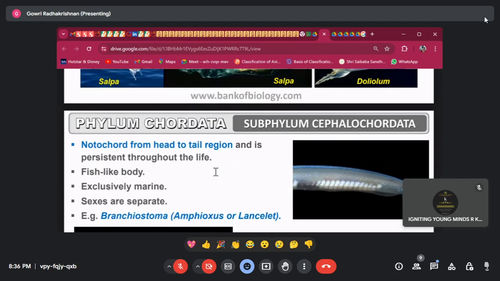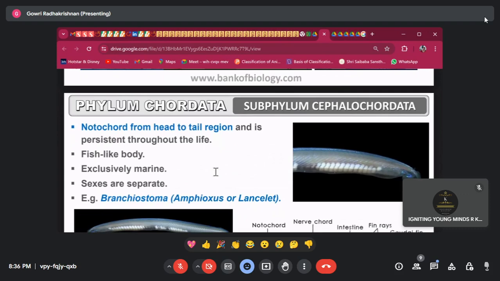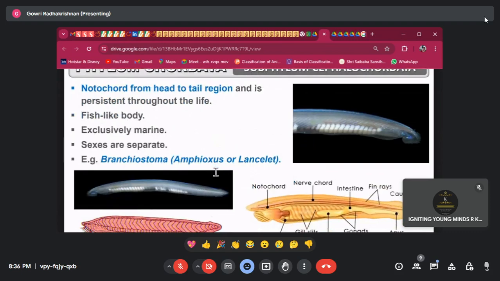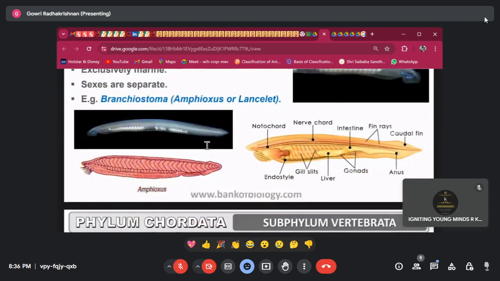Cephalochordata: notochord extends from head to tail region and is consistent throughout life. Fish-like body, exclusively marine, sexes are separate. You can see here, it looks like a fish, but it is not.